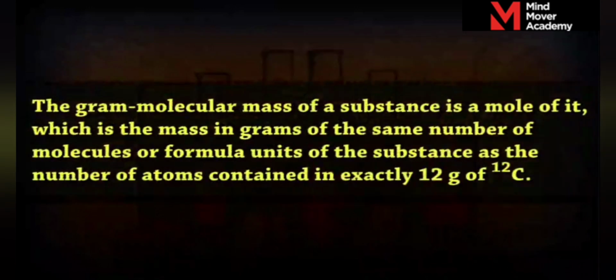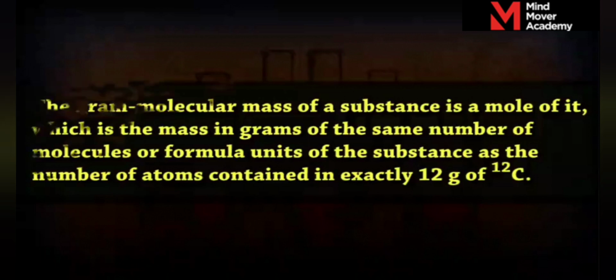The gram molecular mass of a substance is a mole of it, which is the mass in grams of the same number of molecules or formula units of the substance as the number of atoms contained in exactly 12 grams of 12C. The following important relationships can be easily derived.